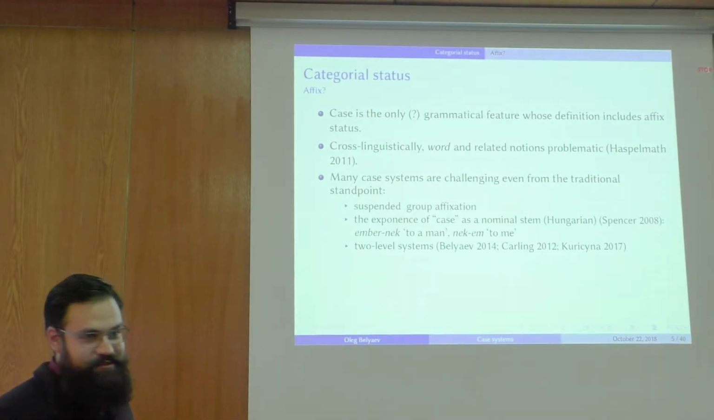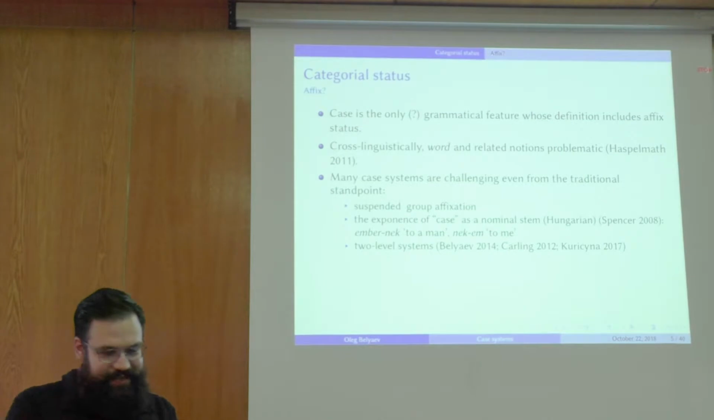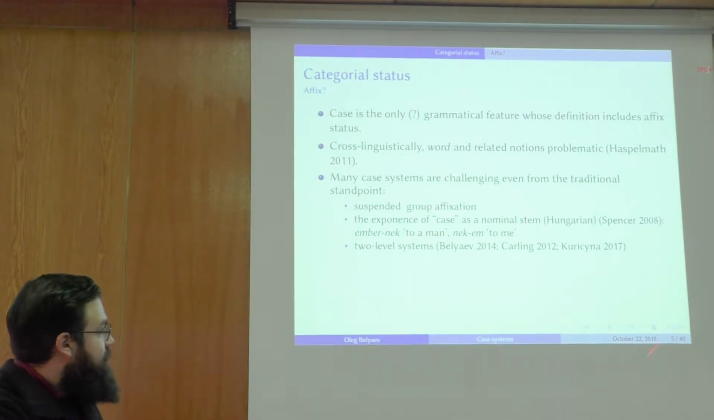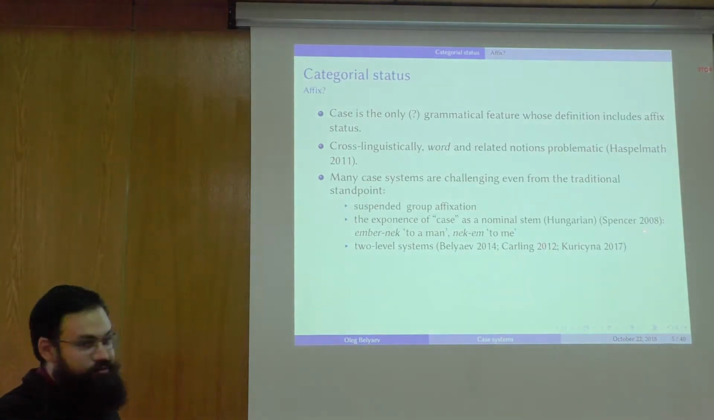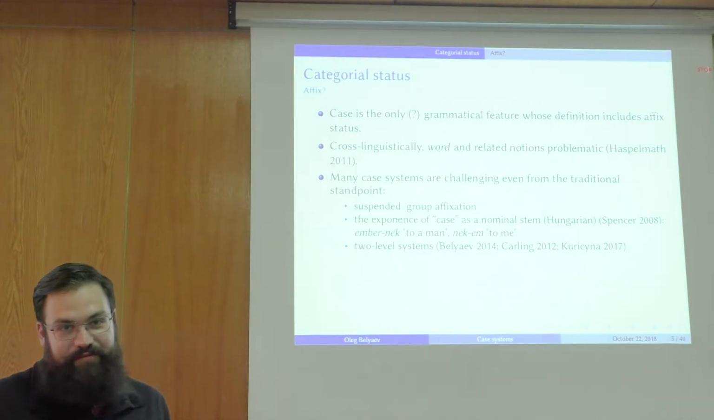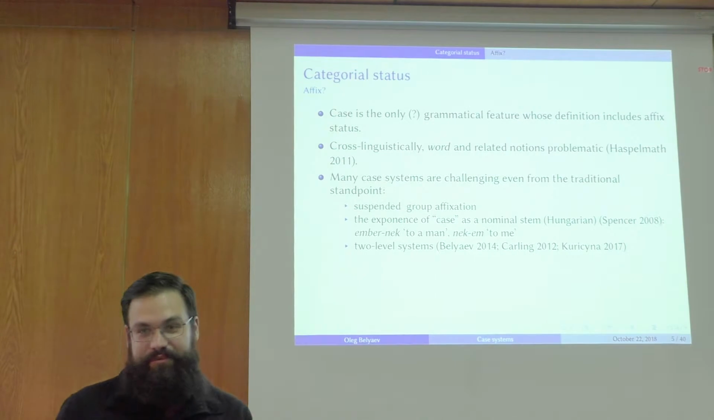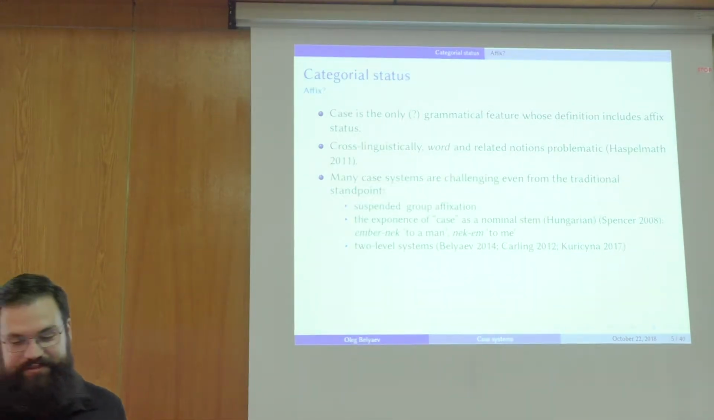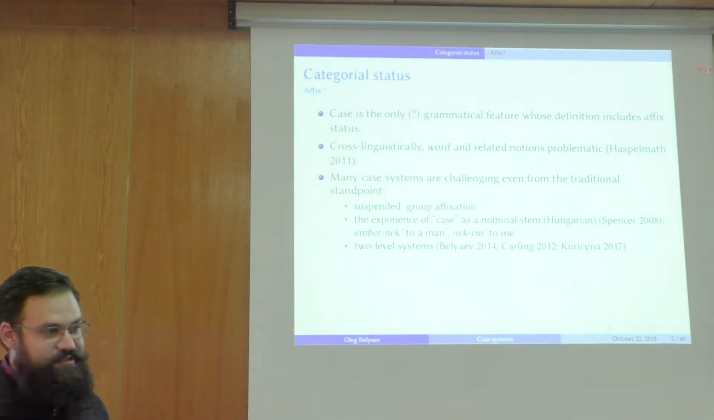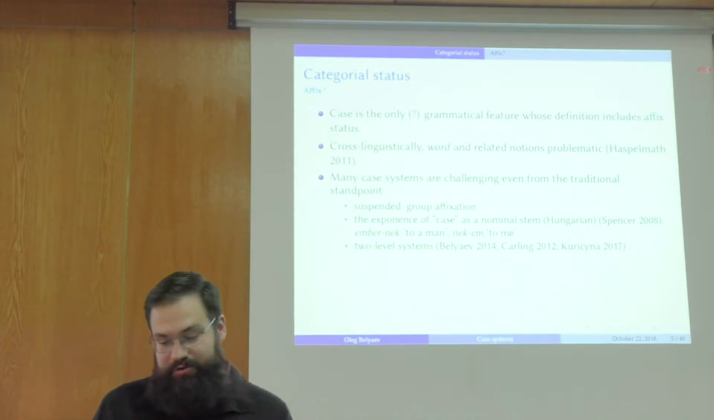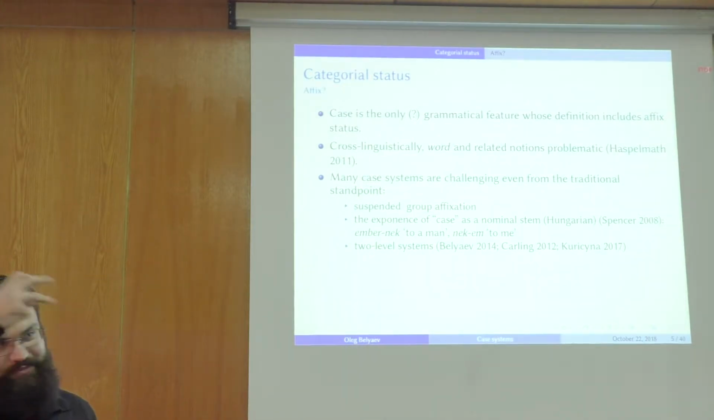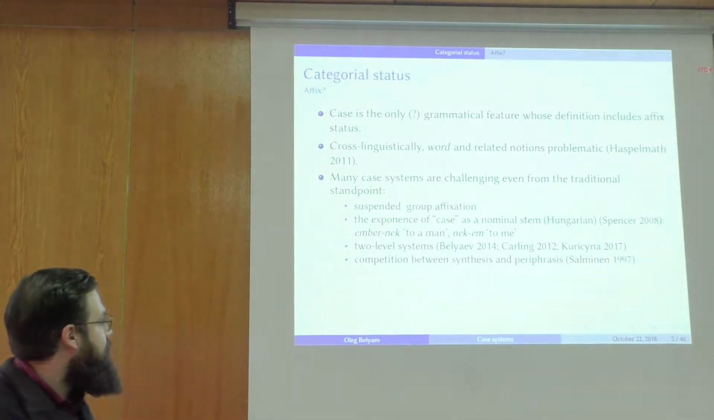Finally, two-level systems: we can sometimes have case markers stacking on top of other case markers, like in Tocharian, Carling and Kuritsina, two references here which I'm providing. Of course there are many more. And in Ossetic, for example, in Armenian and many other languages, we have different degrees of two case categories stacking on top of each other, and sometimes only one case feature occurs and one of them is group level, the other is constituent level.